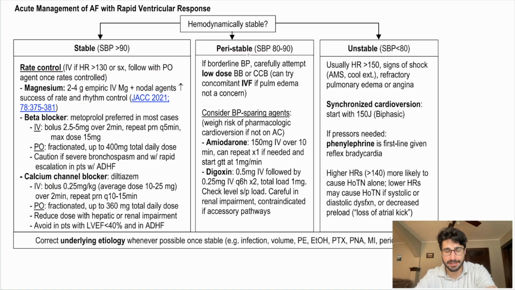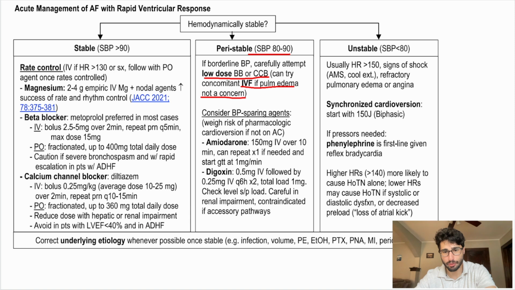Peristable patients have a systolic blood pressure between 80 and 90. These patients require a more cautious approach due to their borderline blood pressure. In these cases, low doses of beta blockers or calcium channel blockers may be trialed carefully. We can also administer IV fluids. These may help if there's no concern for pulmonary edema.